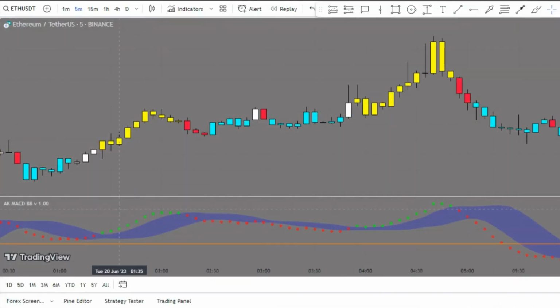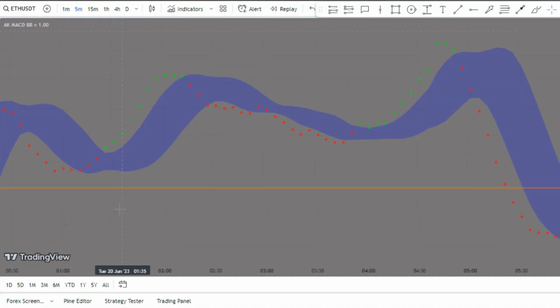The AK-MACD BB indicator is a combination of two technical analysis indicators which have proven their value, the Bollinger Bands and moving average convergence divergence.